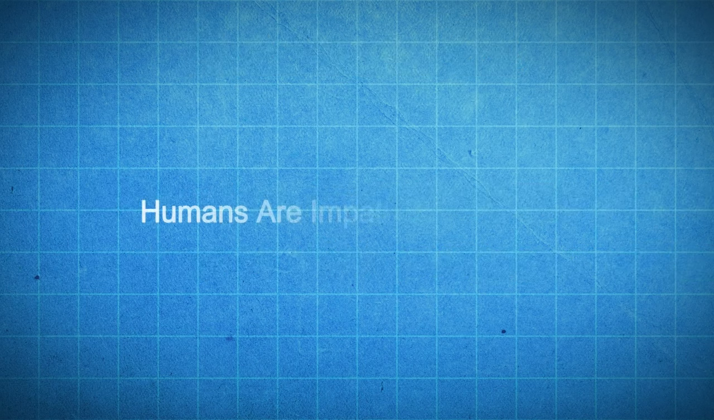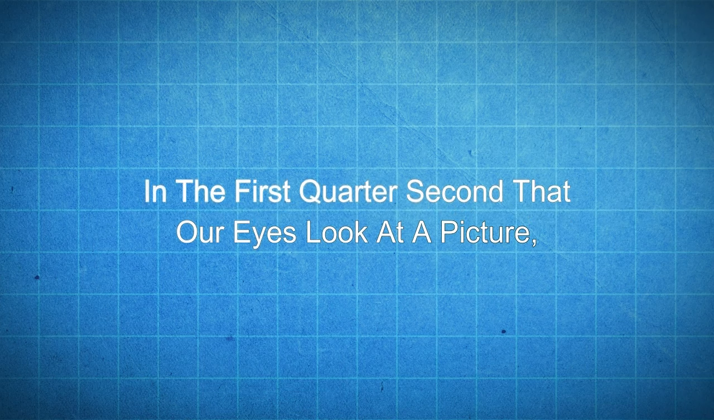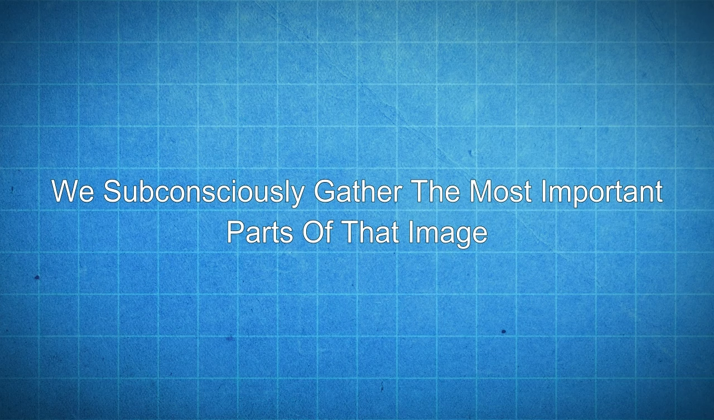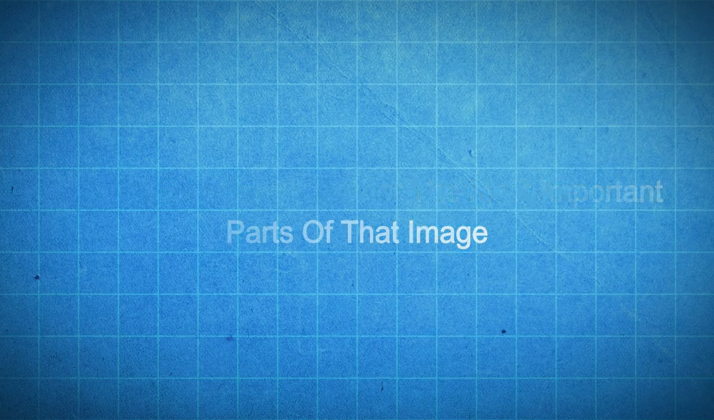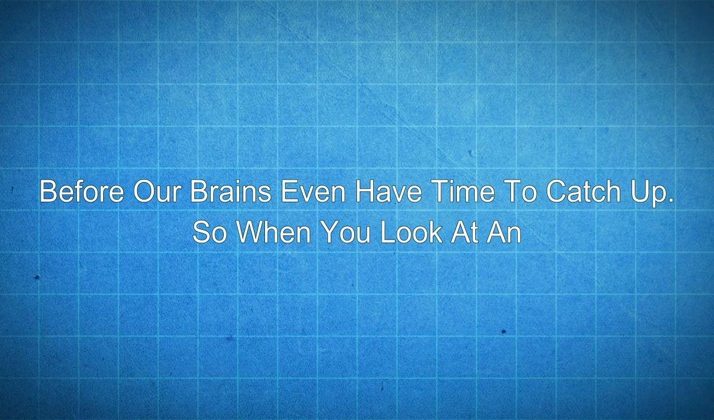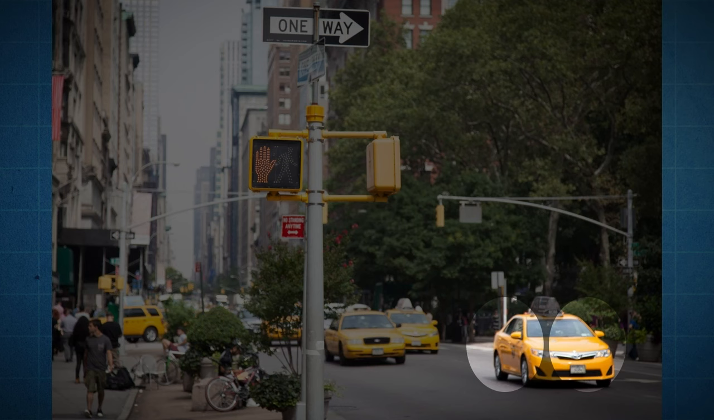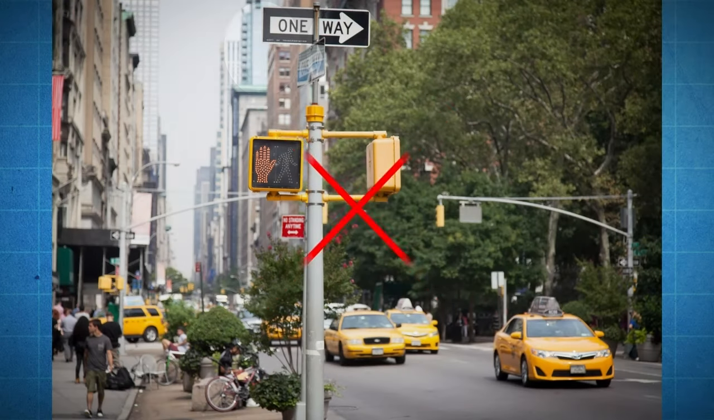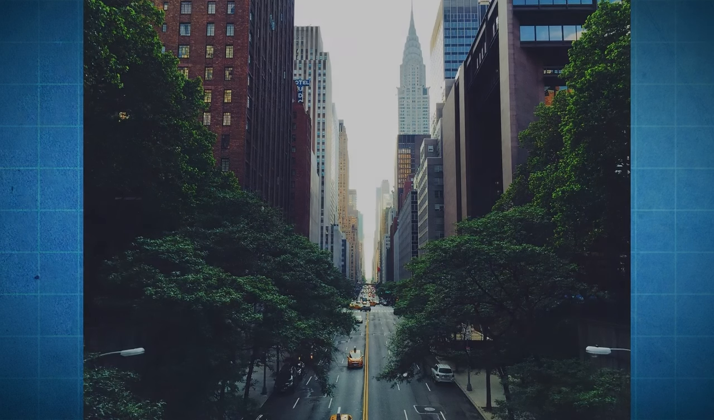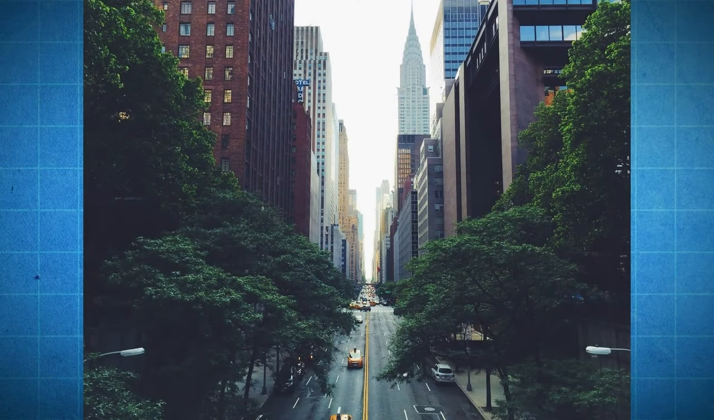Let's face it, humans are impatient creatures. In the first quarter second that our eyes look at a picture, we subconsciously gather the most important parts of that image before our brains even have time to catch up. So when you look at an uncomposed image, your eyes take too long to find the subject, thus judging the photo as bad. When you look at a composed image, your eyes take less time to find the subject and gather the information, thus saving your brain time.